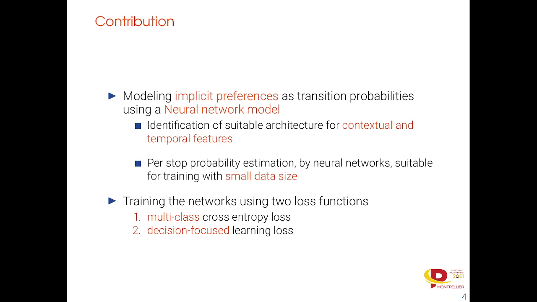So in this work we model the implicit preferences as transition probabilities between the nodes of the VRP, and we use a neural network model to estimate these transition probabilities. We start from our previous work where the probability is computed by enumerating path solutions. In this work we improve this measure of probability by feeding it to a neural network model along with some other contextual and temporal features as input of the neural network.